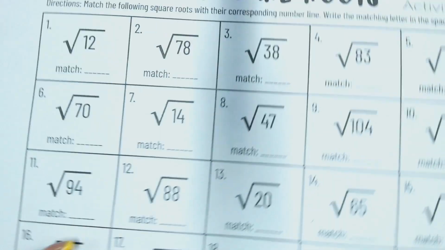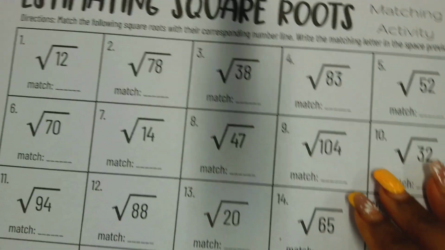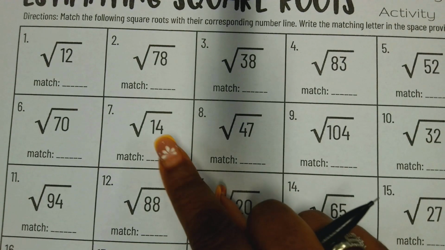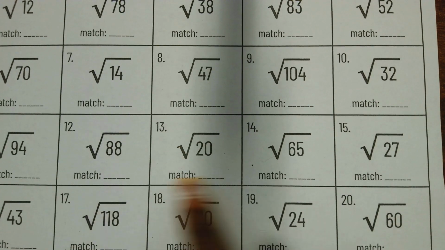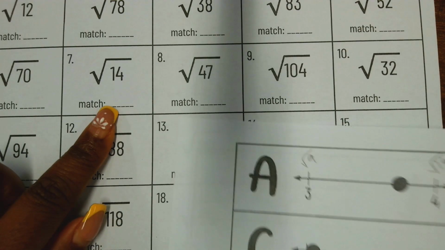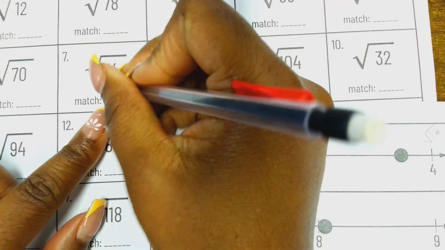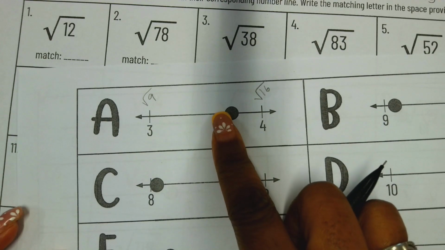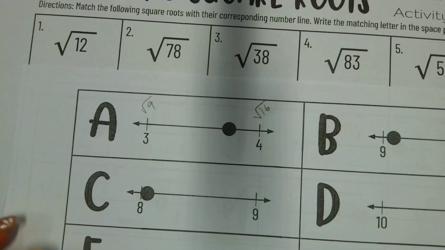Which one of these numbers do you think that it would be? Yes, 14. That's probably going to be the one that's the closest. Yep, it is. So for this one right here, we would put A. That's the one that it's going to be closest to. Questions about what we're doing?